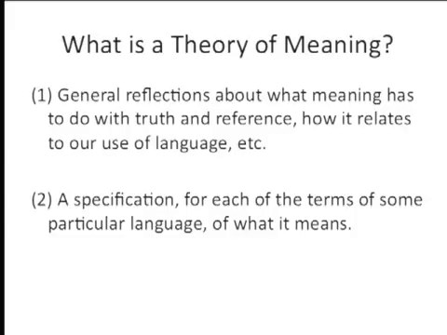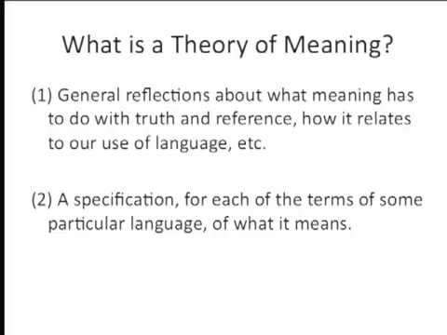One thing you can mean when you're talking about a theory of meaning is just general reflections on what meaning is. Something like Fodor's causal asymmetry theory, you could say, is a theory of meaning. It's giving some general account of what's going on with truth and reference, how they're connected to the physical world, how truth and reference are connected to the use that we make of language, which comes first, and so on.